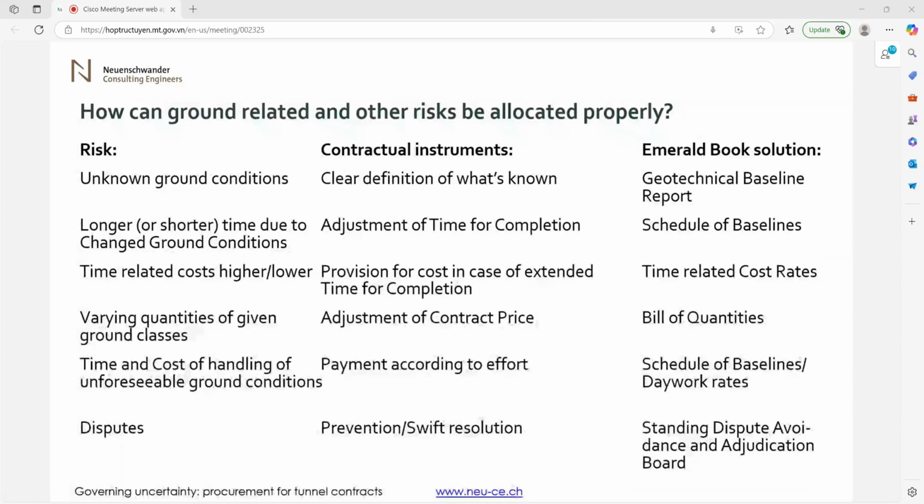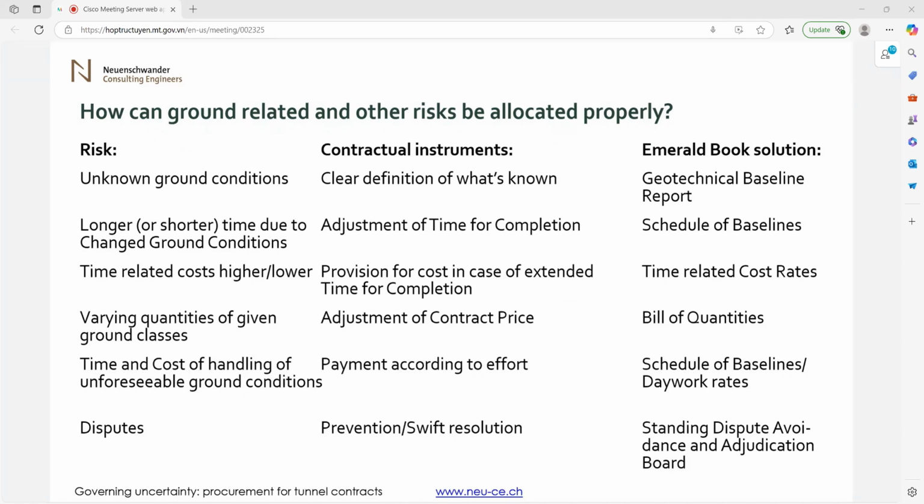Now, how can ground-related and other risks be allocated properly? I'm only talking here about tunnel-specific risks, underground work-specific risks. We have the risk of unknown ground conditions, of course. We need to have a clear definition of what's known. Now, in the Emerald Book, we propose a solution which is called a geotechnical baseline report, which is the only source of assignment of the risk of foreseeable or unforeseeable ground conditions.